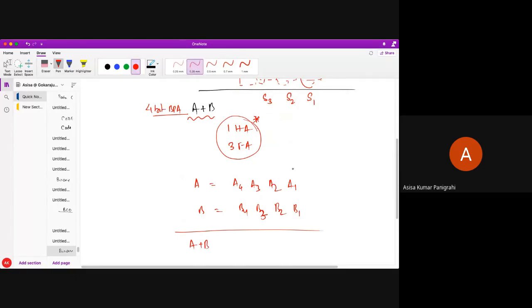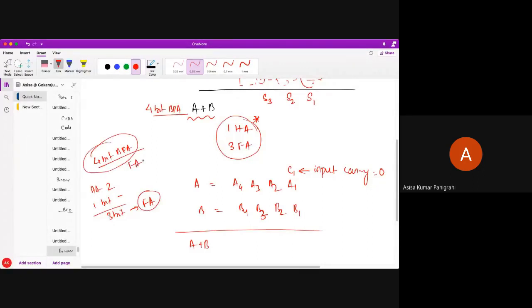How? Let's say I have a carry C1 as an input carry over here, and let's say this input carry is always 0. Suppose you are asked to design a 4-bit BPA using full adders only. Two bits need only a half adder, but if we have one more extra bit as input, that is 2 bits plus 1 bit, a total of 3 bits, which is possible with a full adder.